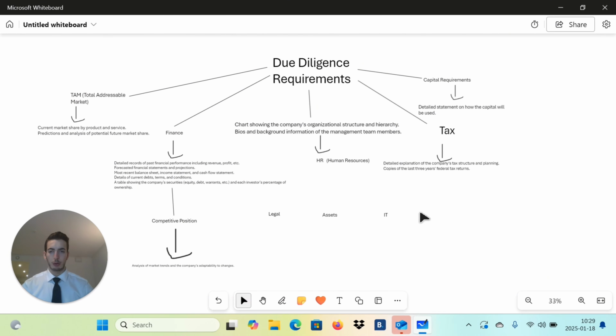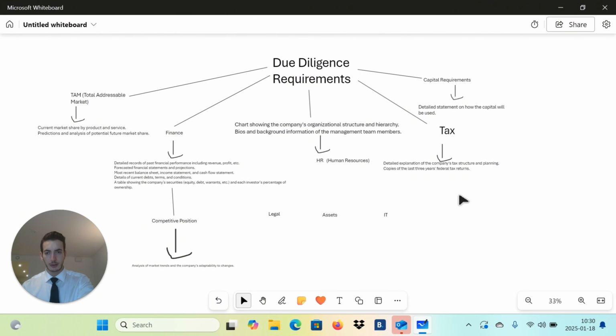So let's get into it directly so you don't waste your time and my time. First of all, what you need to have in the due diligence requirements, when the investor asks you about it, is the TAM, total addressable market. You need to have the finance, the competitive position, the tax, HR, legal, assets, IT, capital requirements. All of them, you need to have in your due diligence requirements.